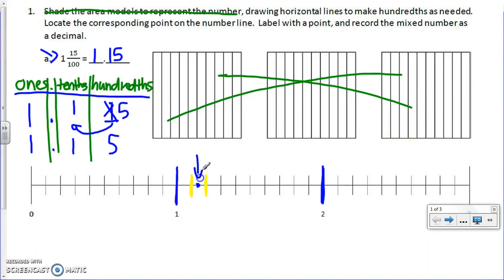So this point is 1.15, or you could say it as 1 and 15 hundredths if you wanted, or we could say it as 1, 1/10, and 5 hundredths. That would also work. So this is just a different way to really do the same thing.